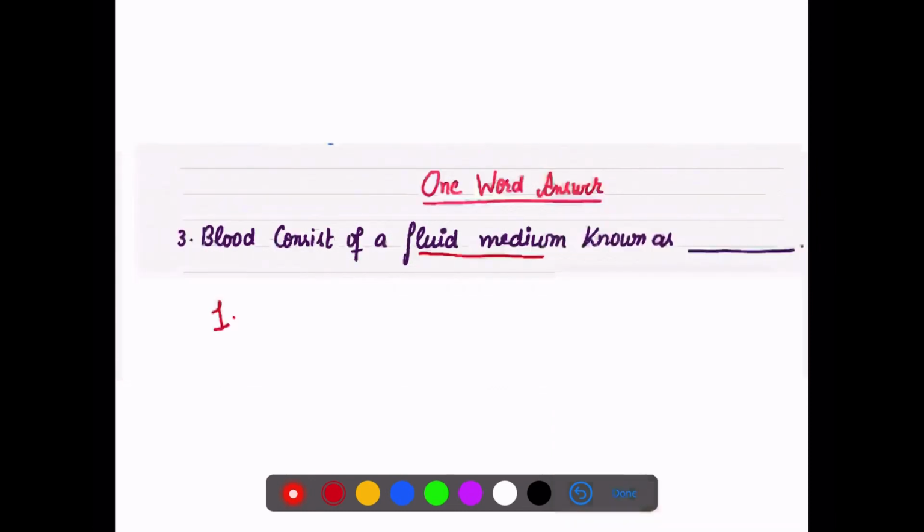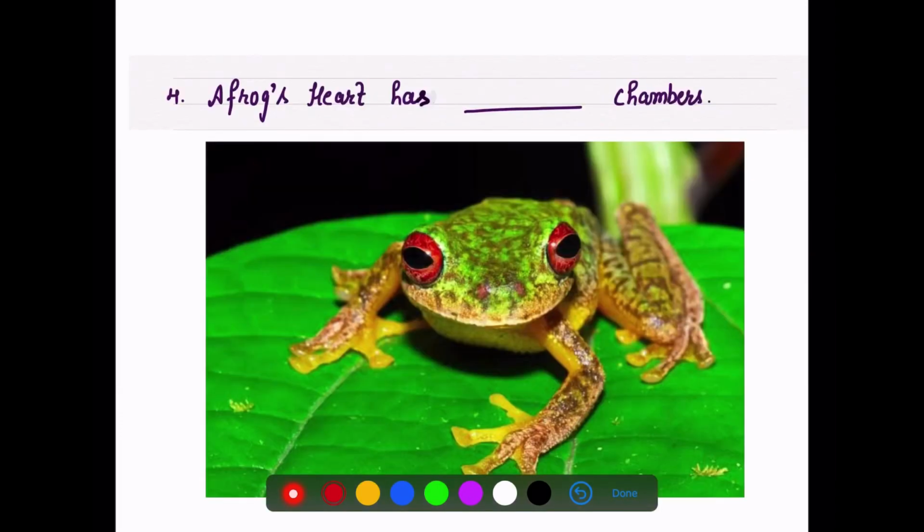Now for the third answer you have to wait. You have to first attempt the fourth question. A frog's heart has dash chambers. How many chambers? If you have revised my video for amphibians, reptiles, fishes, then you will definitely write the correct answer. A frog's heart has dash chambers.